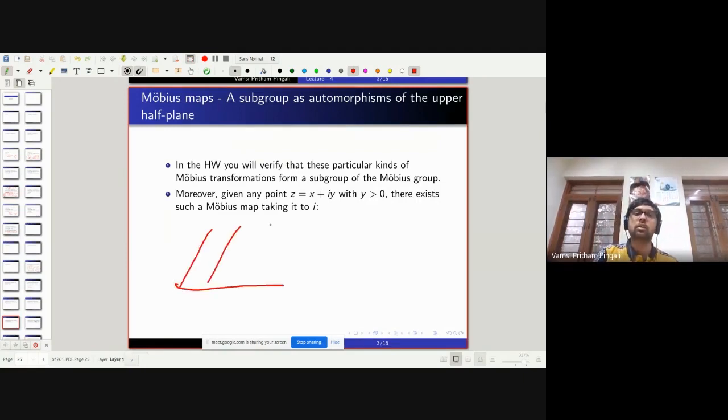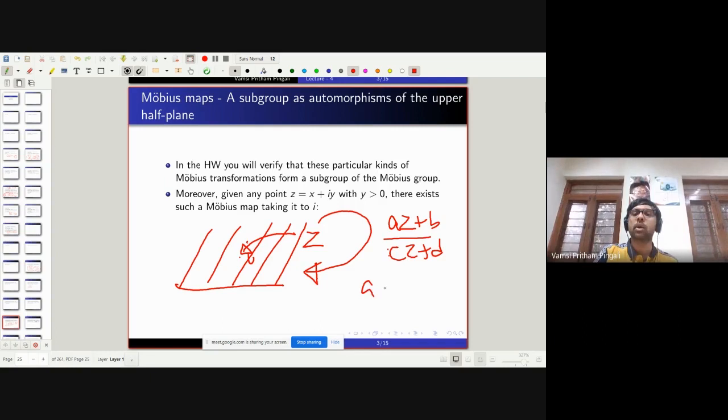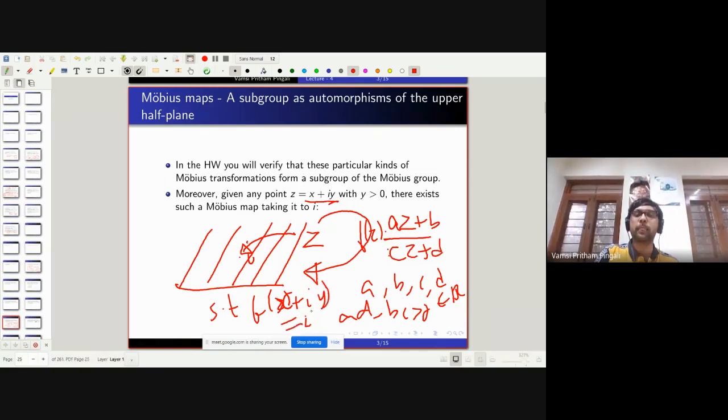That means if I take the upper half plane and any point here, there is a Mobius map mapping the upper half plane to itself that takes this to this. In other words, there exists a Mobius map of the type AZ plus B divided by CZ plus D, where A, B, C, D are real and AD minus BC is positive, such that if I call this F, then F of X plus IY equals I for this particular value. Maybe I should have called this X naught and Y naught. Then it will be X naught plus IY naught is I. Okay, so this is the statement. I hope the statement is clear.